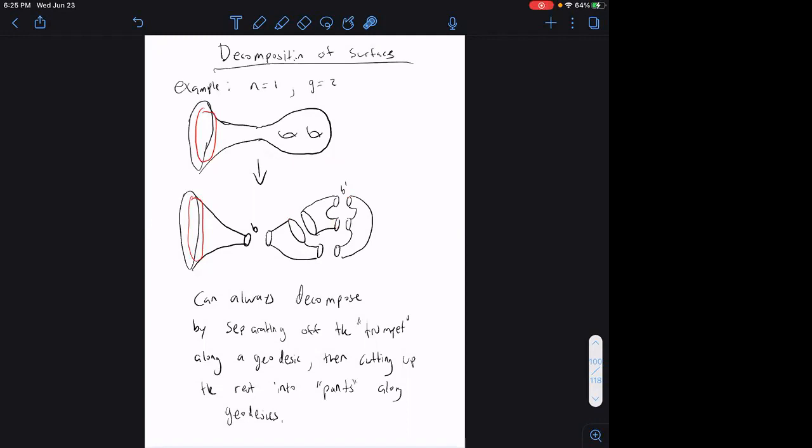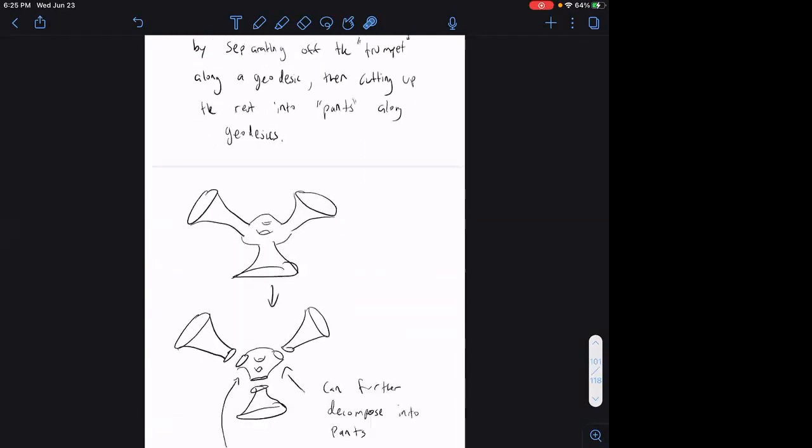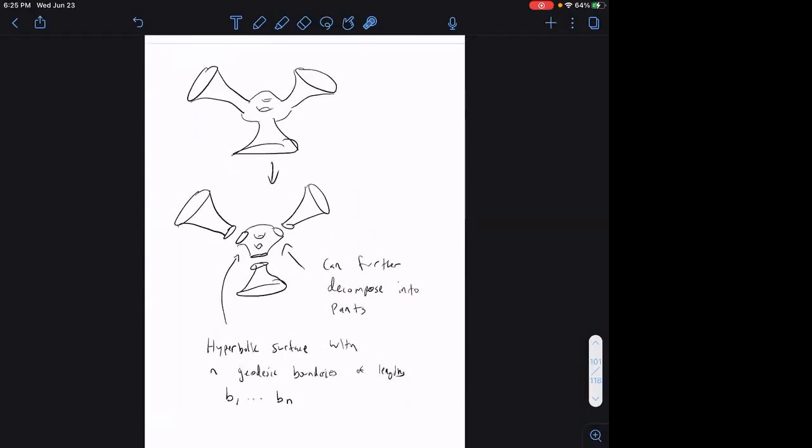So you can always make this sort of decomposition, where you take one of these general contributions to JT gravity, split off these trumpets by cutting along some circular geodesics, and then furthermore, you can split this thing. This thing has circular geodesic boundaries. You can split that apart into pants.